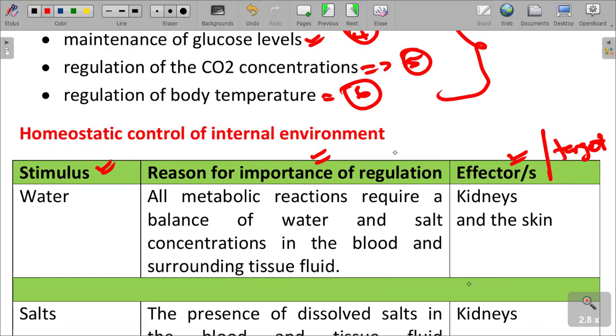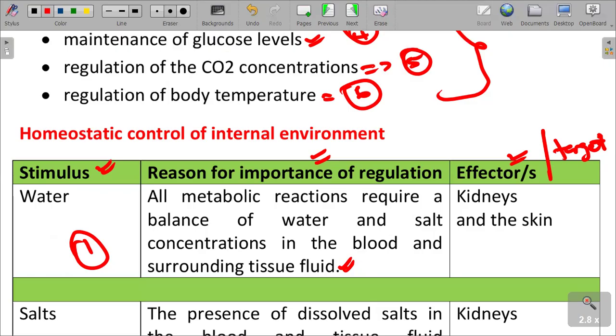So what I want us to quickly look at is the stimulus. For number one, we can talk about water. All metabolic reactions require a balance of water and salt concentration in the blood and surrounding tissue fluid. So there is always supposed to be a balance of water. Remember, water is used for dissolving all the dissolvable substances that are useful to the body. These we can give as substances, for example minerals. We can talk about salts as an example. All these must be controlled because the amount of water in the body is the one that regulates that.